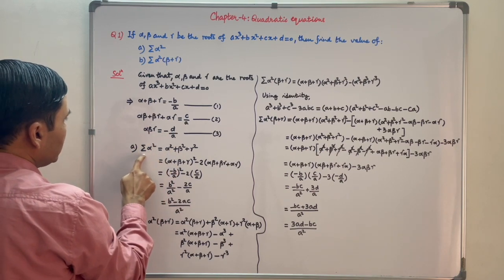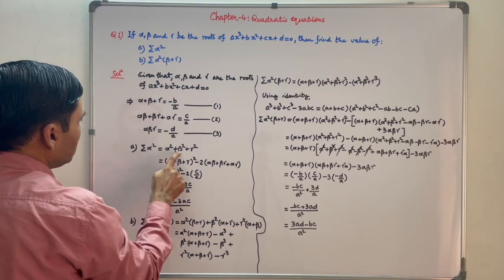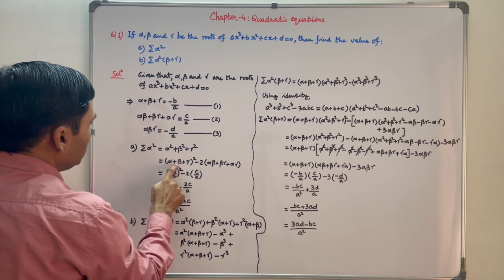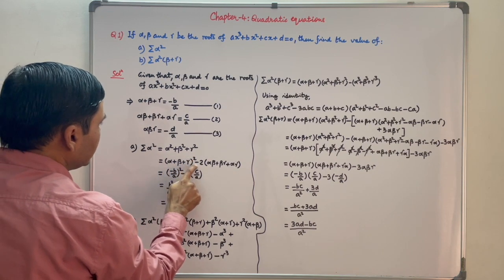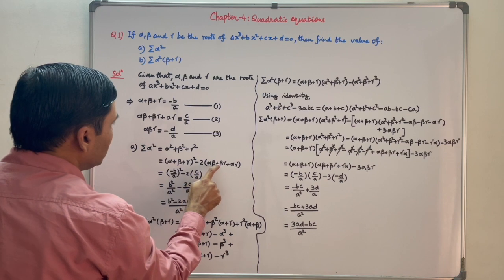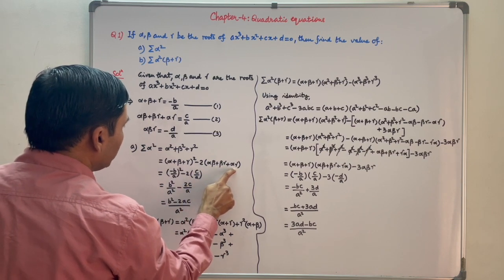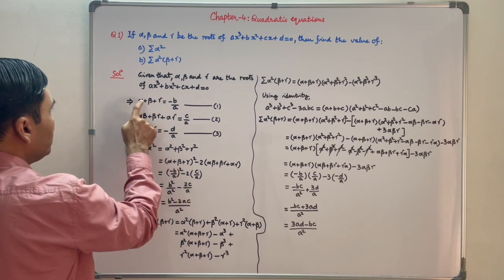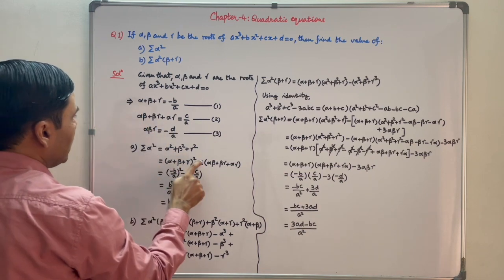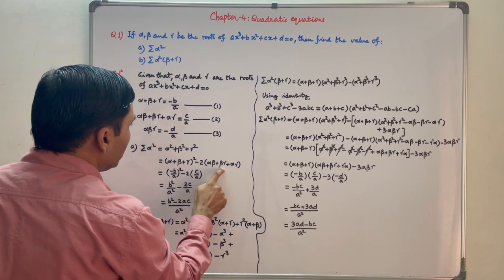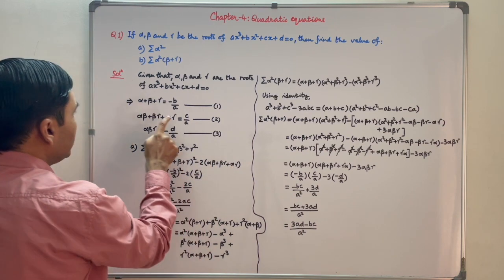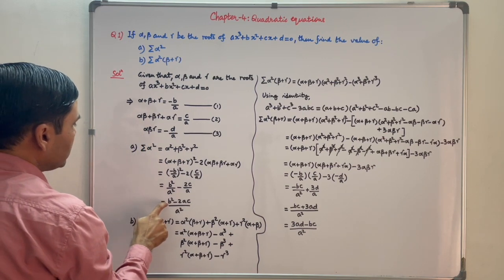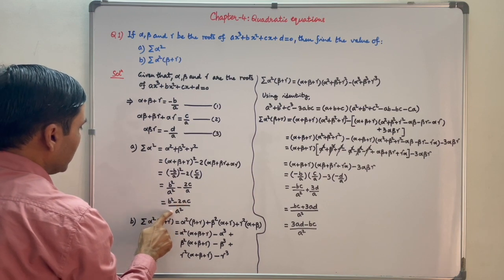Part A. Summation alpha square means alpha square plus beta square plus gamma square. This can be written as alpha plus beta plus gamma whole square minus 2 into alpha beta plus beta gamma plus gamma alpha. Value of alpha plus beta plus gamma we will put from equation number 1. And value of alpha beta plus beta gamma plus gamma alpha we will put from equation number 2. So summation of alpha square is equal to b square minus 2ac upon a square.